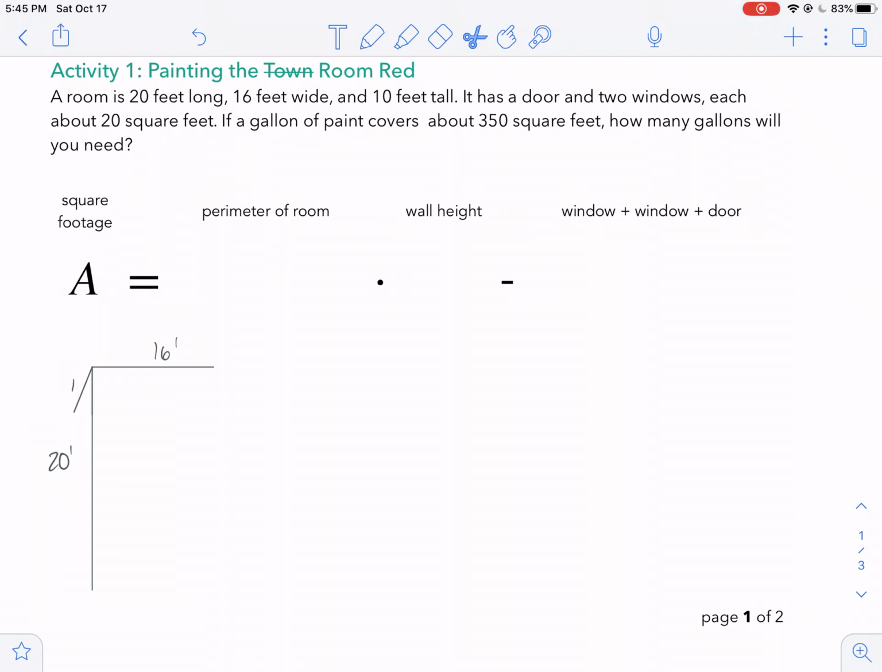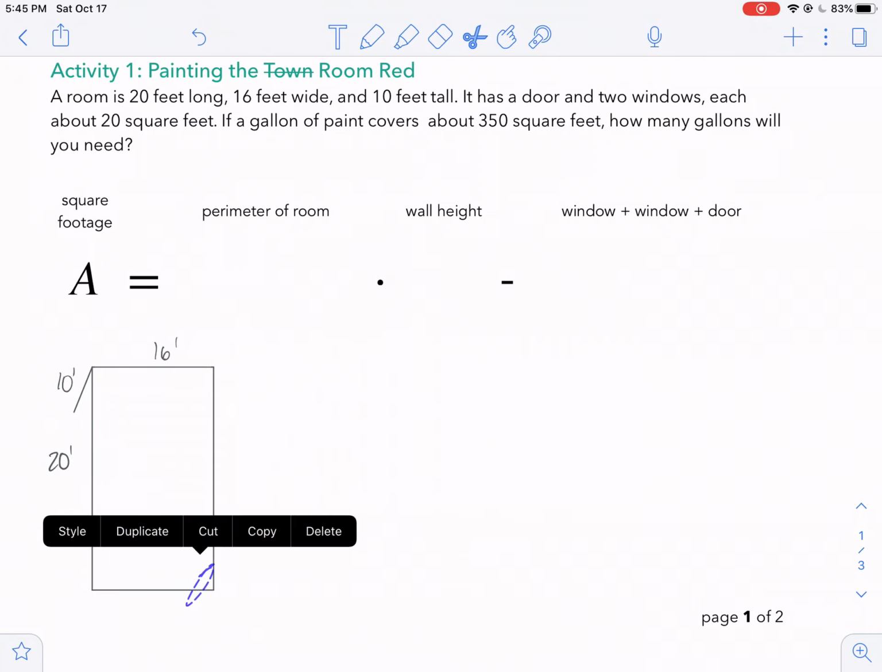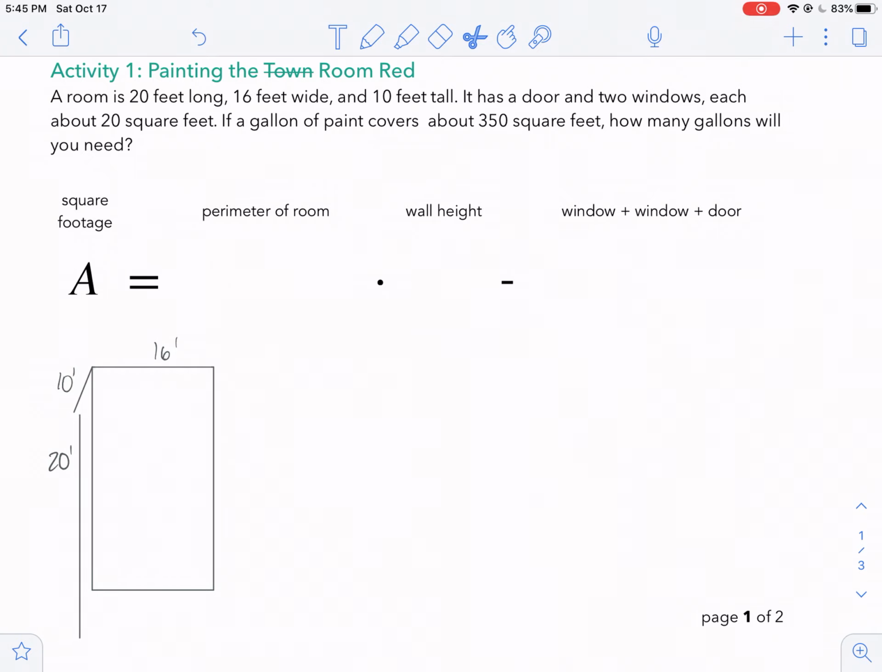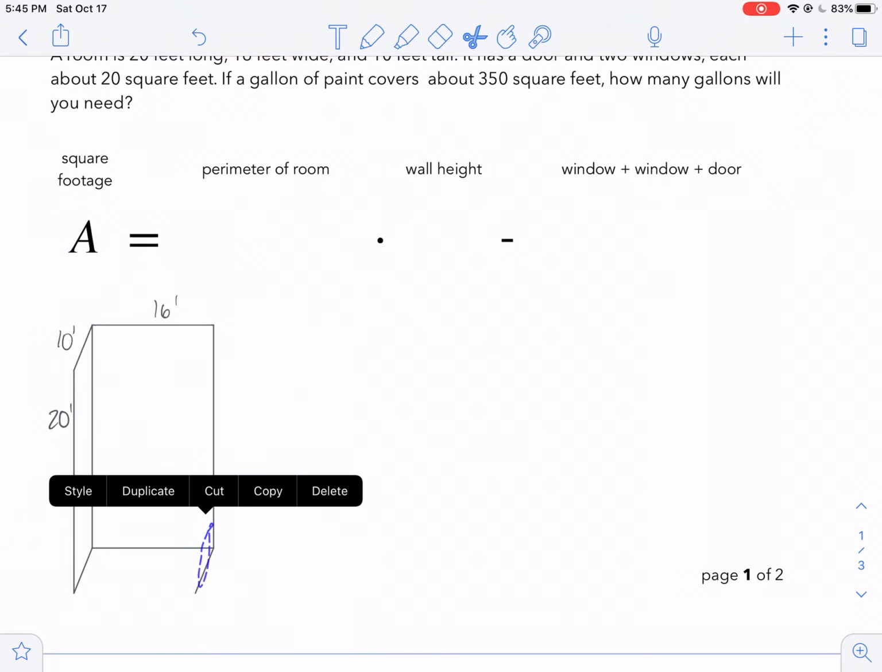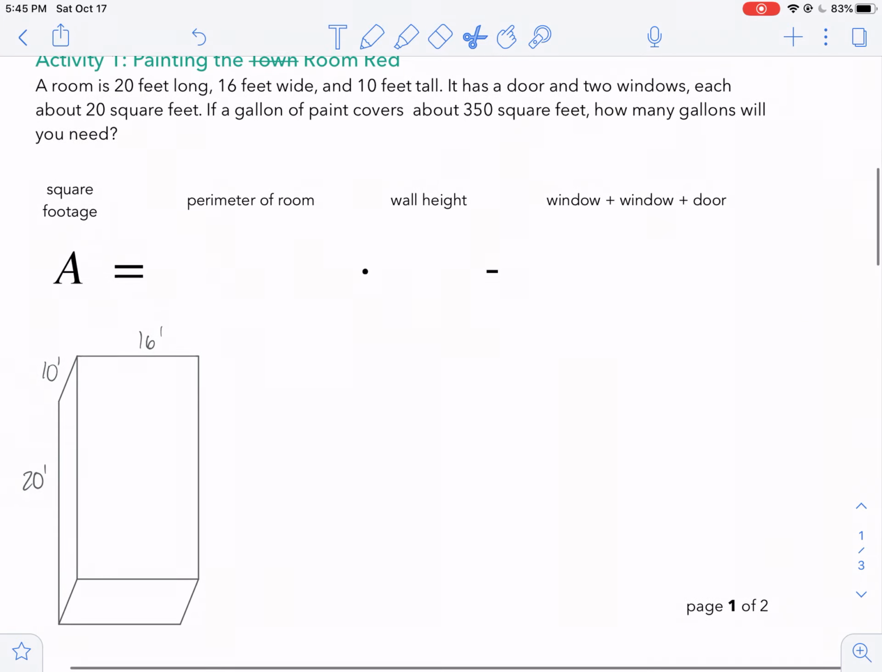Oh, I should have made that a little bit bigger. So here we have that guy. Now this is a whole room. So we're going to do this kind of thing. This kind of thing. There we go. Now that we've got our three-dimensional room. Nice. Let's read the actual problem.